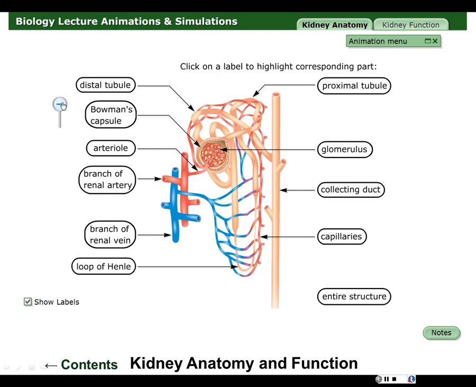Afferent arteriole brings blood to, efferent arteriole takes blood away from. So if you have your pre-lab or your lecture notes, why don't you locate the afferent arteriole and then just put an arrow to illustrate where the blood would be going through that vessel.